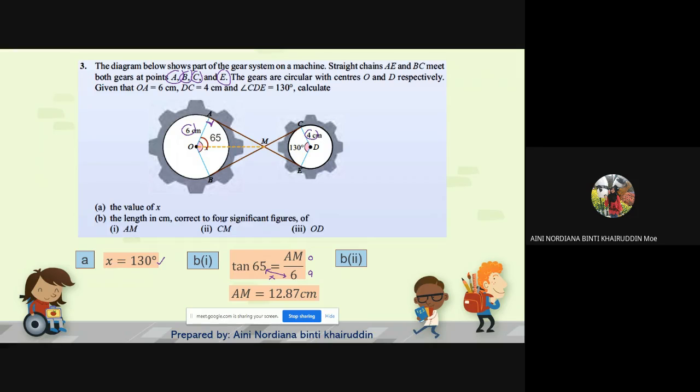Next, CM. How to calculate CM? First, draw a straight dashed line like this. Same, we use tangent 65, because this is 65. Opposite is CM, adjacent is 4. Then CM equals tangent 65 times 4, which is 8.578 cm.